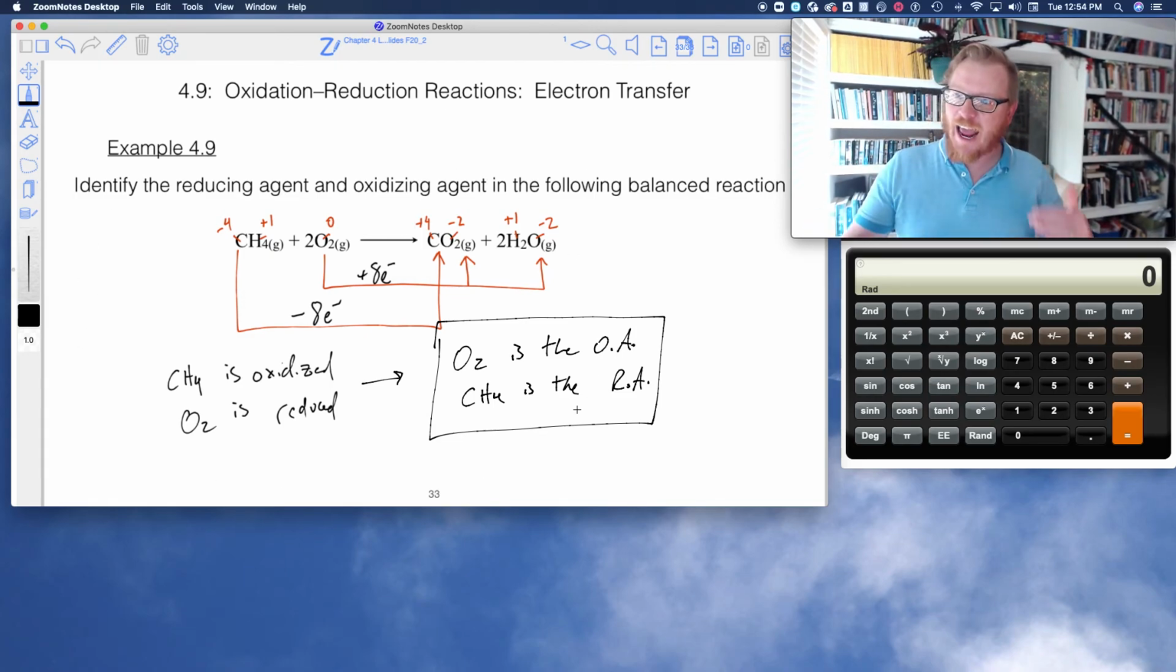But yes, in a chemical reaction where there is O2, 99.999% of the time, oxygen is the oxidizing agent. That's called chemical intuition or chemical common sense, okay?